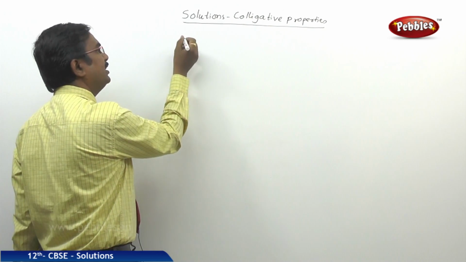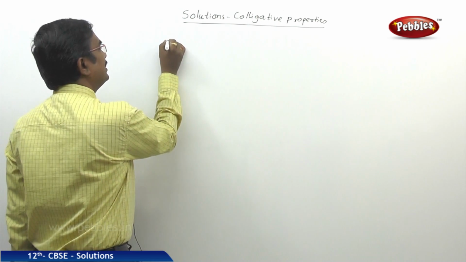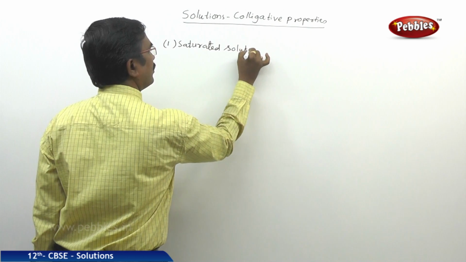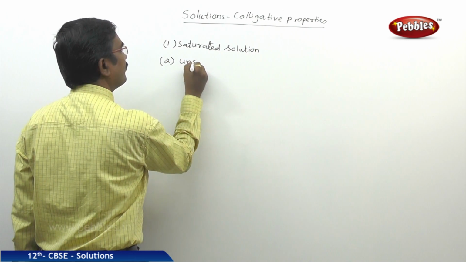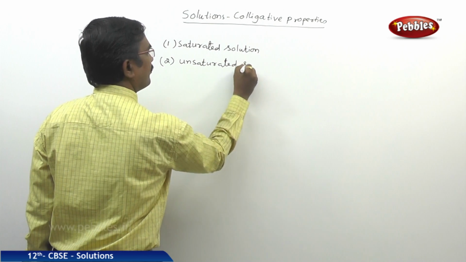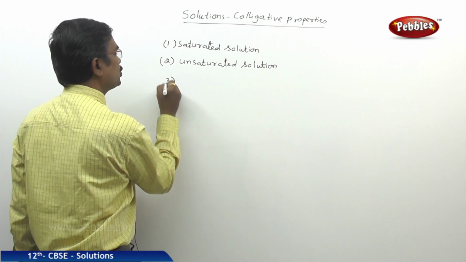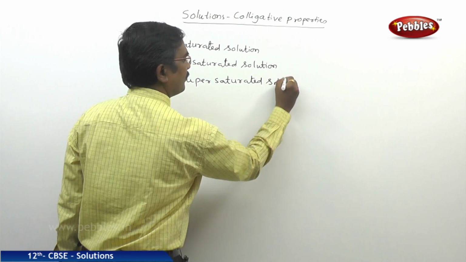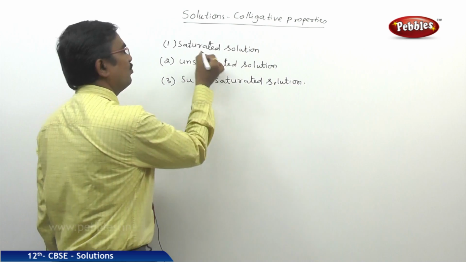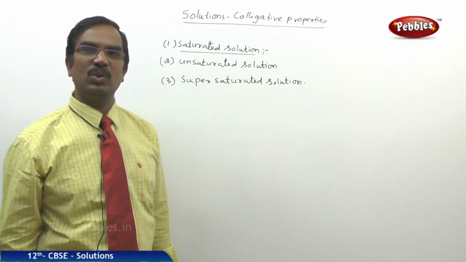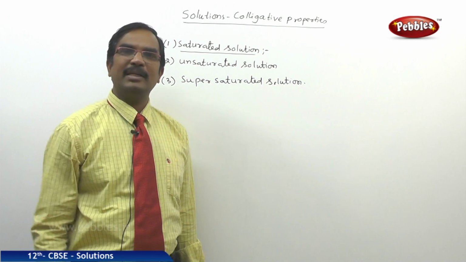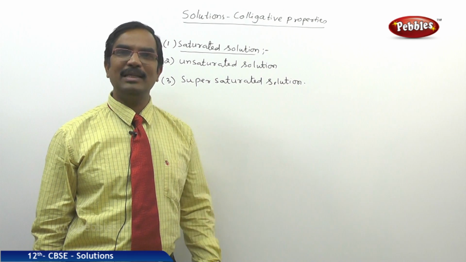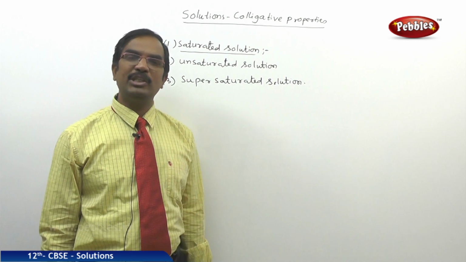Apart from this, we can also classify solutions into different kinds: saturated solution, unsaturated solution, and supersaturated solution. In the first case, what is a saturated solution? At a given temperature, assume we have a certain quantity of solvent. If the solvent is able to dissolve a certain amount of solute, and beyond that, even if you add a large quantity of solute, it won't get dissolved.